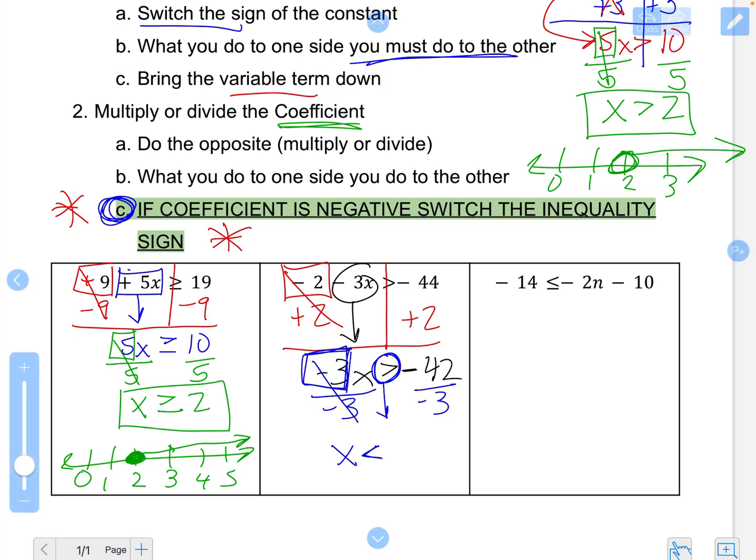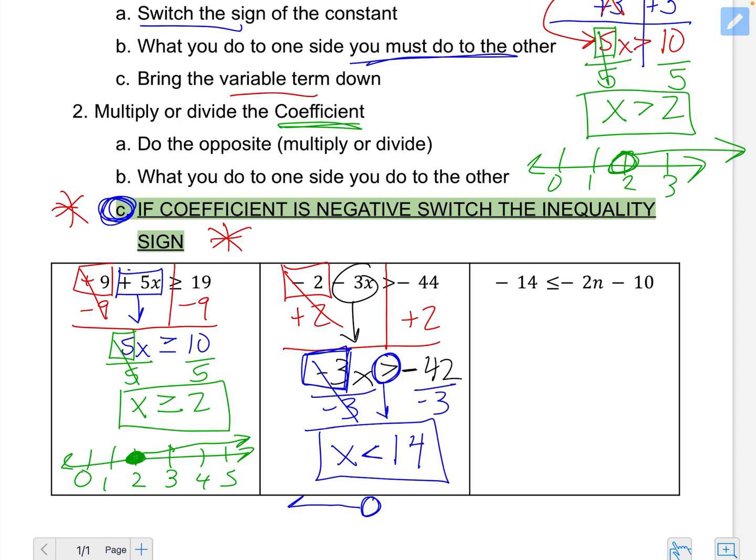My 3's cancel. I have two negative numbers being divided. When I divide by two negative numbers, the negatives cancel and become positive. And my 3 will go into 4 once. I'm left with 12. 3 goes into 12 4 times. So x is less than 14. So again, because it's less than, I would use an empty circle, and then I would draw my arrow the same direction that my inequality is facing.